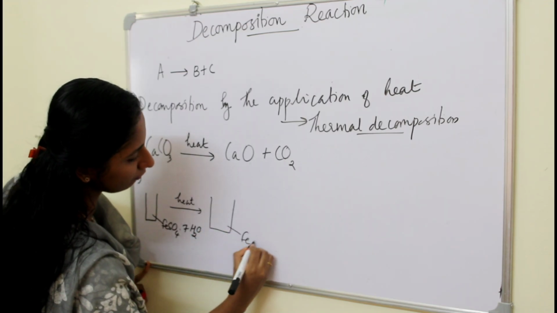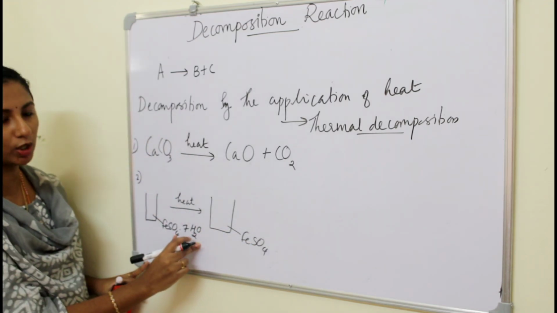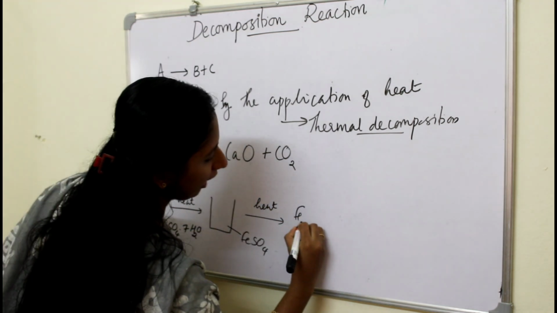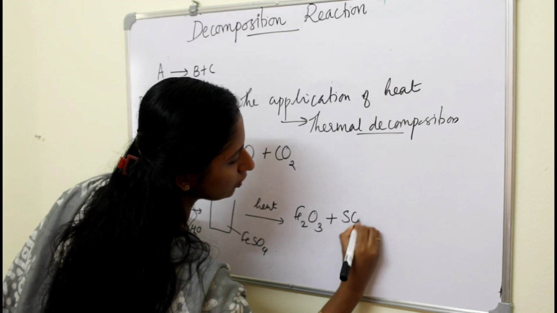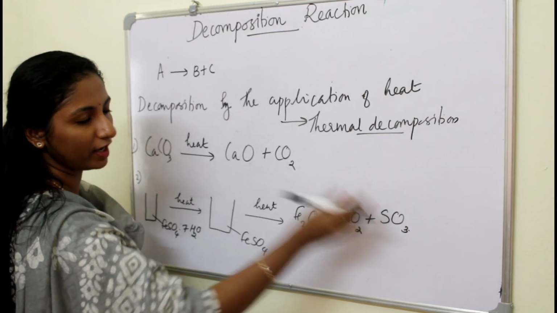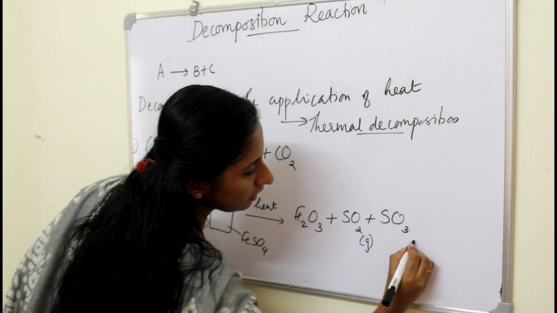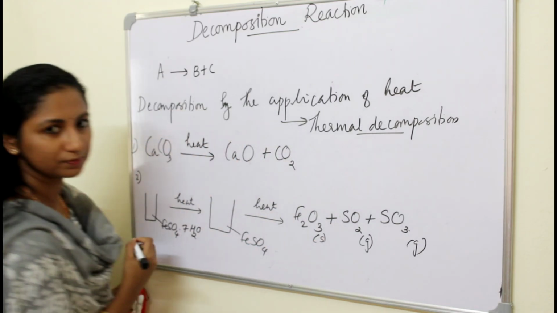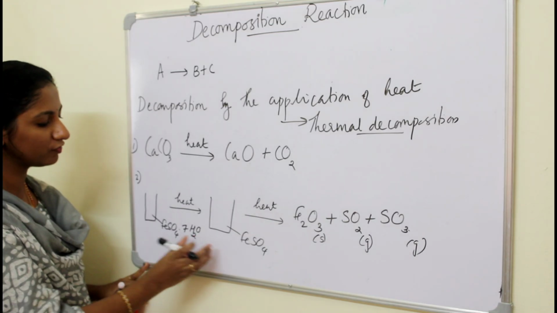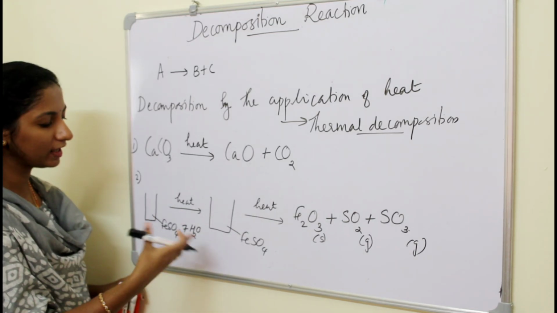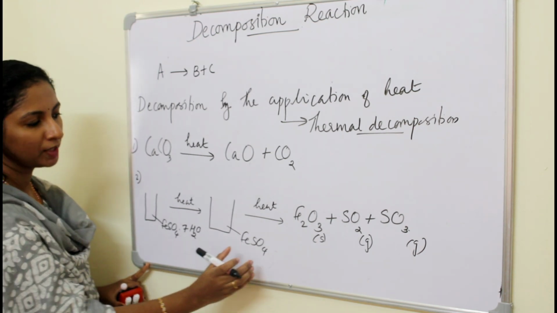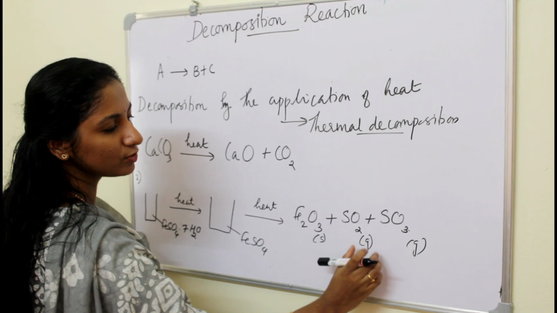We are getting ferrous sulfate by the elimination of 7 water molecules from it, okay. On further heating what will we get? Fe2O3, SO2 and SO3: ferric oxide, sulfur dioxide and sulfur trioxide, okay. And these two compounds are in gaseous state, while this is in solid state. So at first we take green colored ferrous sulfate crystals. After heating we eliminate the 7 water molecules and get ferrous sulfate, and on further heating we get Fe2O3, SO2 and SO3.